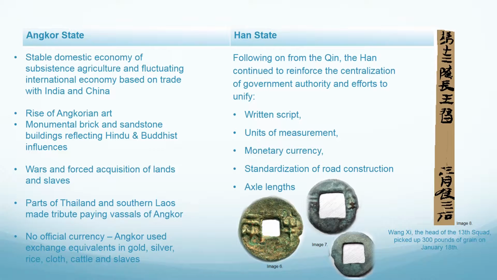The Angkor state was a domestic economy of subsistence agriculture and fluctuating international economy based on trade with India and China. It was a period that saw the rise of Angkorian art and the construction of many monumental brick and sandstone buildings reflecting Hindu and Buddhist influences. There were wars and forced acquisition of lands and slaves. Parts of Thailand and southern Laos were made tribute-paying vassals of Angkor. There was no official currency. Angkor used exchange equivalents in gold, silver, rice, cloth, cattle, and/or slaves.